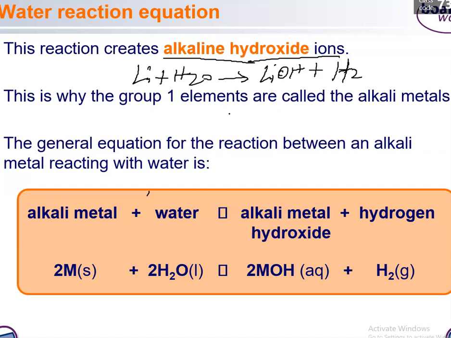What product are we going to get if sodium reacts with water? Pause the video and write it down. So this is the general equation of the reaction of alkaline metals with water. We get alkaline metal hydroxide and hydrogen.